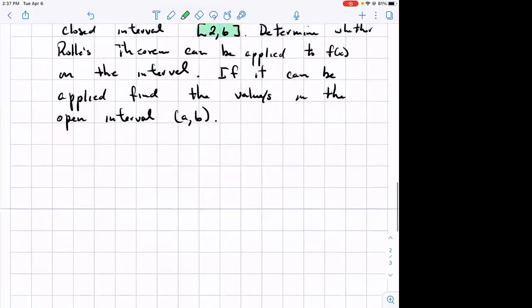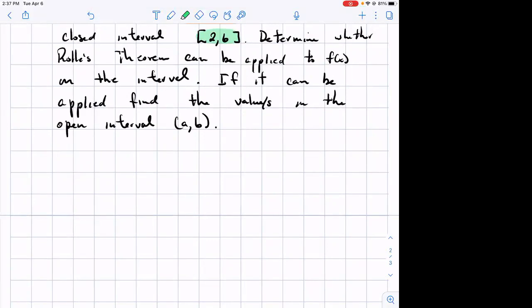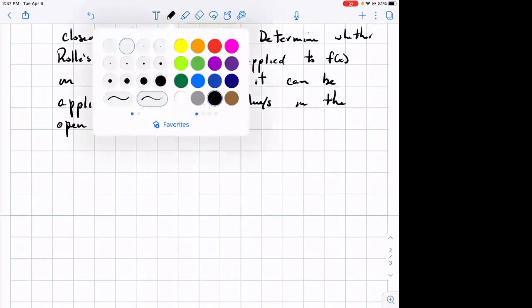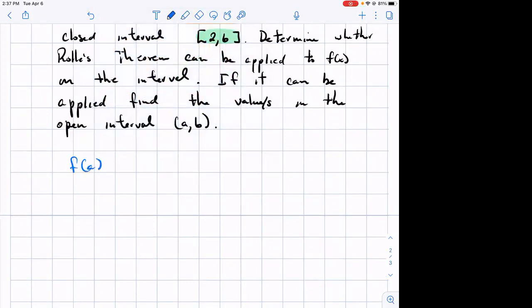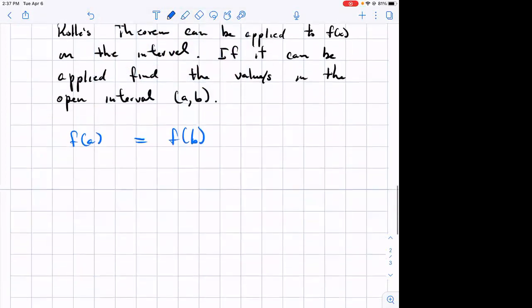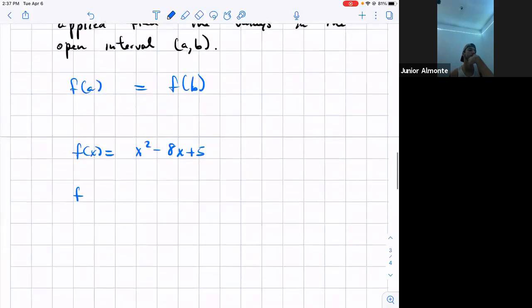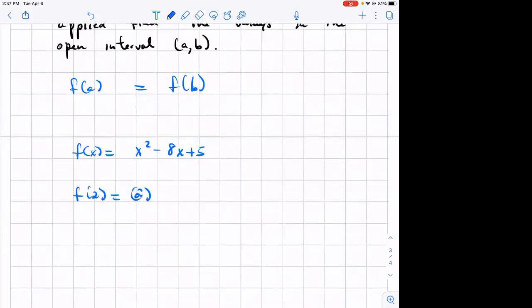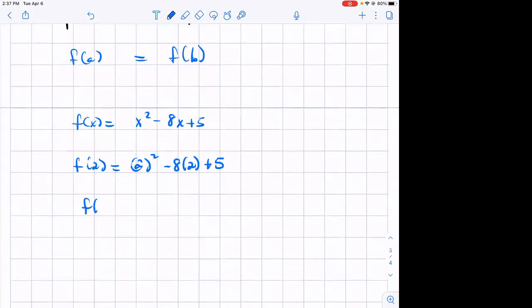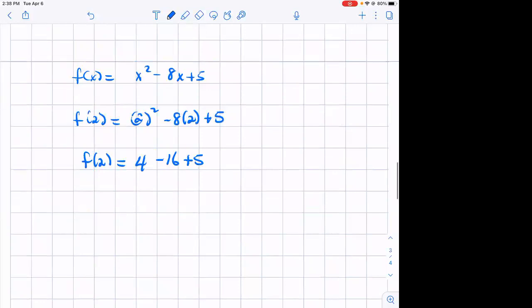Now the question, to answer the question, determine if Rolle's theorem can be applied. So we see 2 of them. Now we have to figure out what is f of a, and is that equal to f of b? So what is f of a? Well, f of x is equal to x squared minus 8x plus 5. So f of 2 would be 2 squared minus 8 times 2 plus 5. So f of 2 is equal to 4 minus 16 plus 5. So f of 2 is equal to -7.